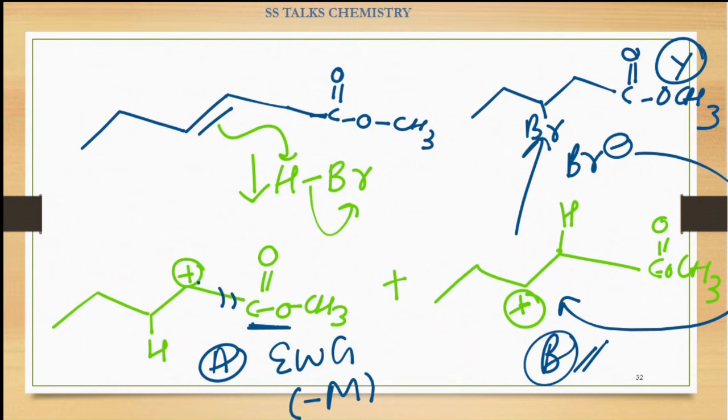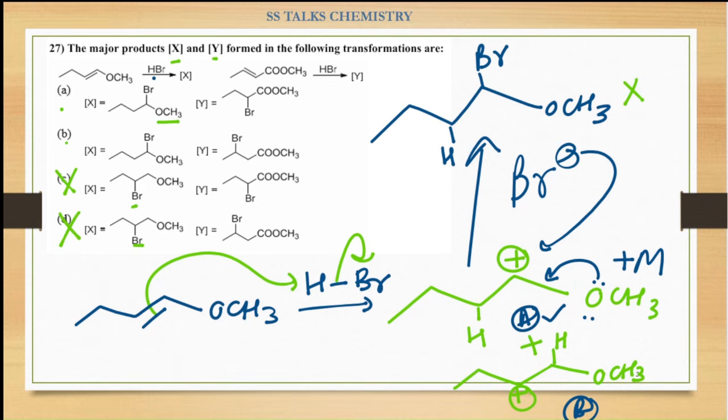Right? So the correct option will be the one where the Br group is further away. In option A, if you see here, the Br group is adjacent to the electron withdrawing group. That means this one is not going to be our reaction pathway. The correct option will be option B, where the Br group is further apart from the electron withdrawing group. Okay, so this is going to be the correct answer to this particular question.